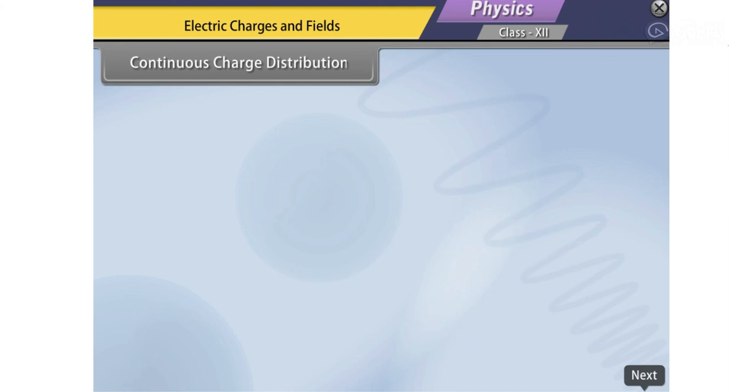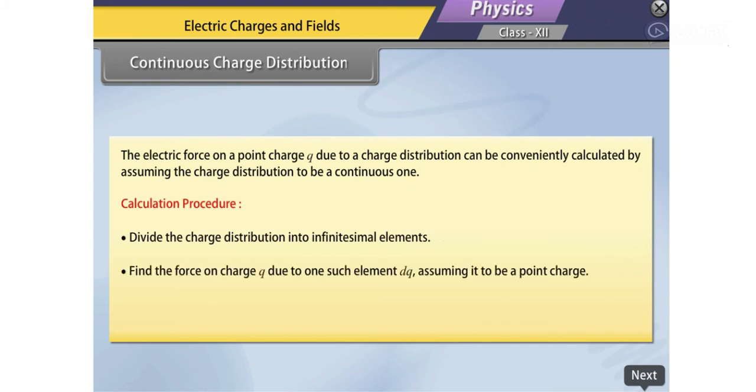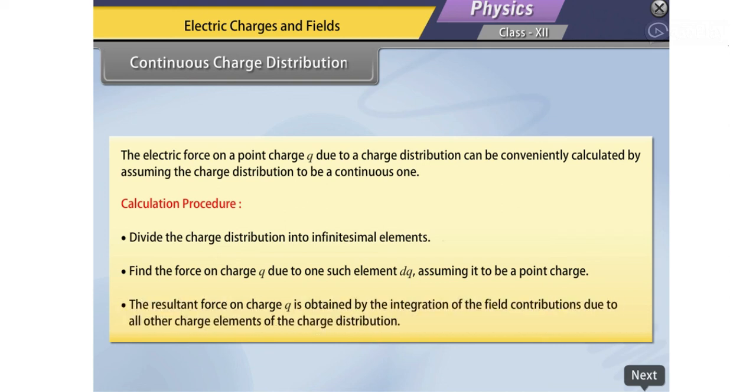Continuous charge distribution. The electric force on a point charge Q due to a charge distribution can be conveniently calculated by assuming the charge distribution to be a continuous one. Calculation procedure. Divide the charge distribution into infinitesimal elements. Find the force on charge Q due to one such element dQ, assuming it to be a point charge. The resultant force on charge Q is obtained by the integration of the field contributions due to all other charge elements of the charge distribution.